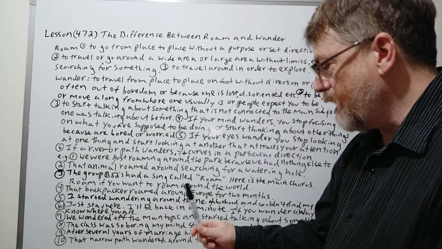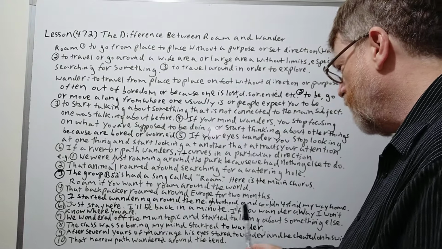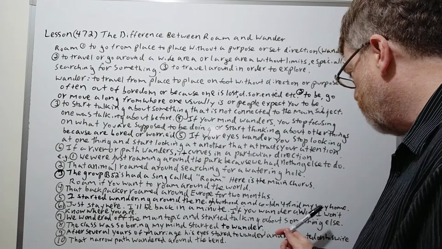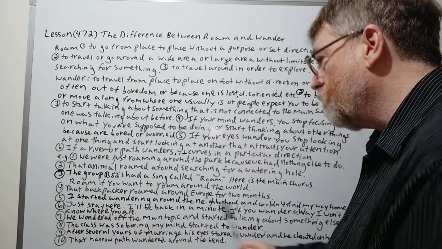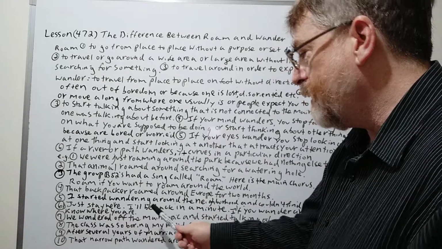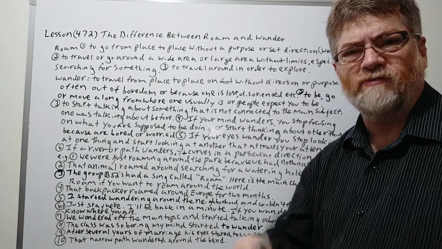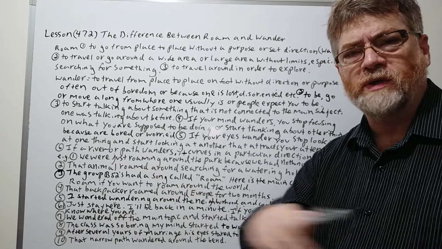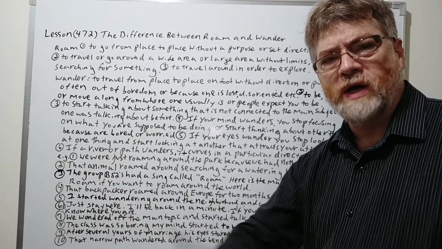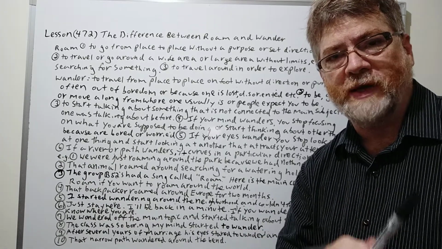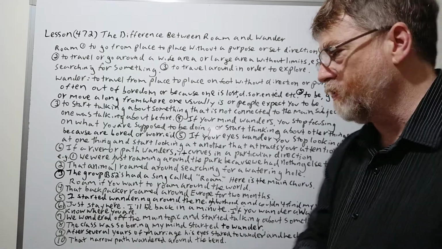Just stay here. I'll be back in a minute. If you wander away, I won't know where you are. Yeah, basically. So yeah, we're much more likely to say wander here than roam. If you wander away, so we say that you wander away. So you're going away from where somebody expects you to be. We're more likely to use wander with that.